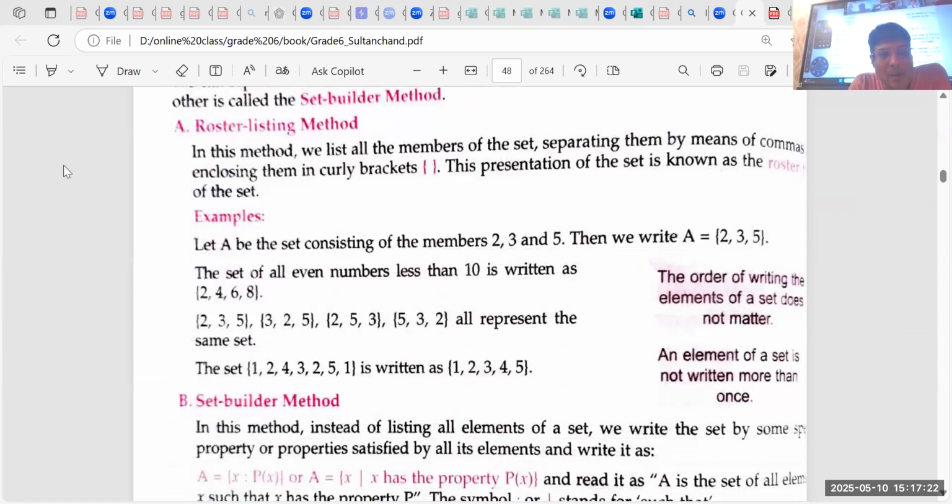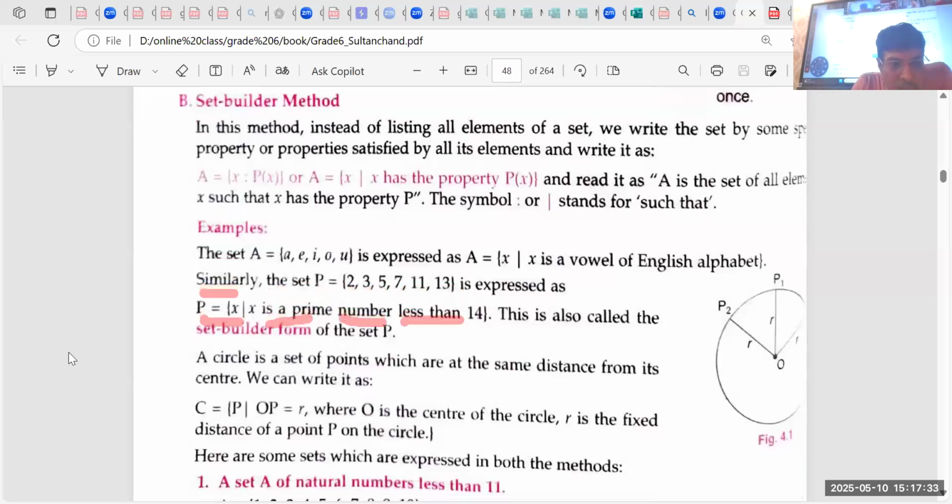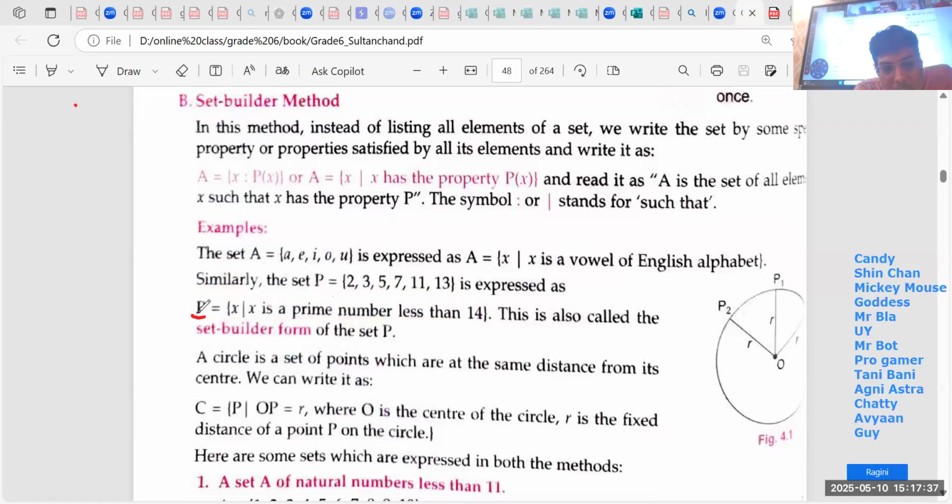So these are examples of roster form: 2, 4, 6, 8; 2, 3, 5; 3, 2, 5; 2, 5, 3; 5, 3, 2. In set builder form, I will write it like this. This is difficult to understand in the beginning. You try, I will also help you. So this is the name of the set.